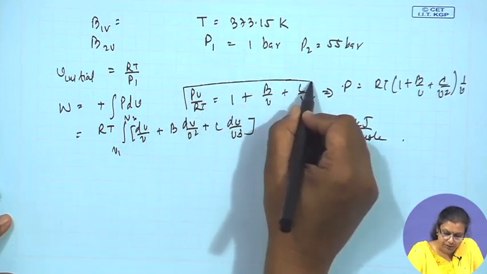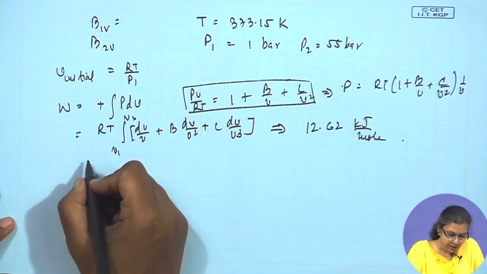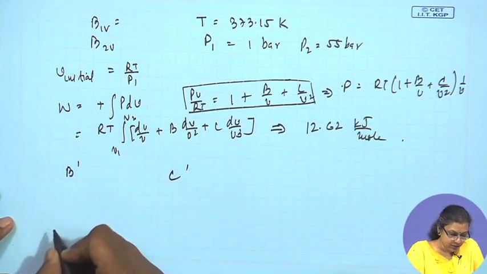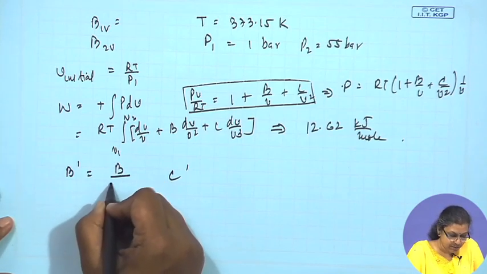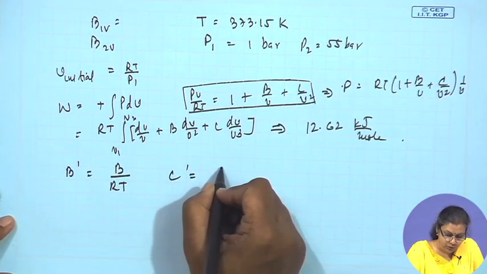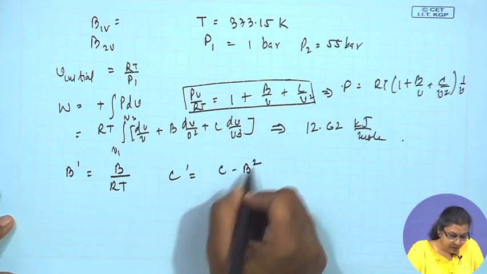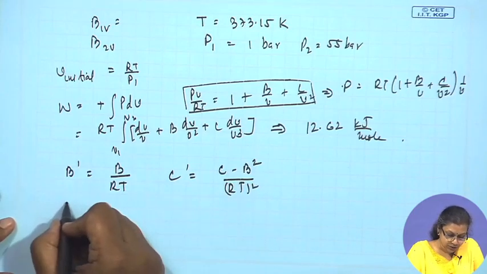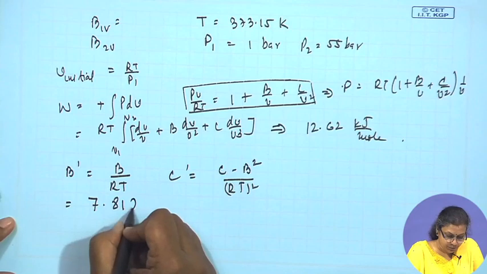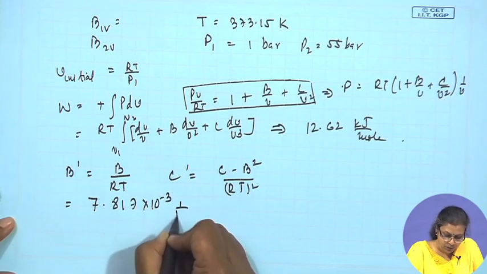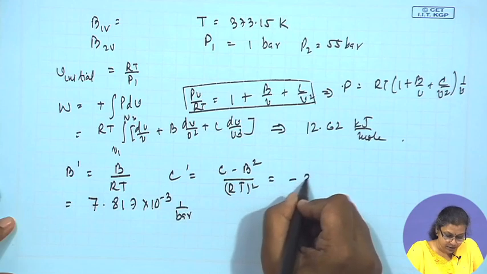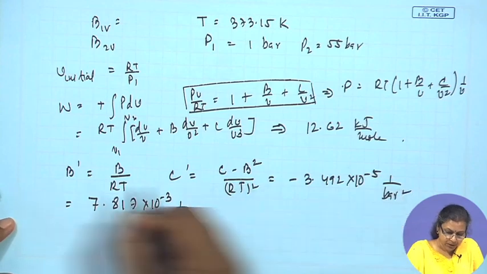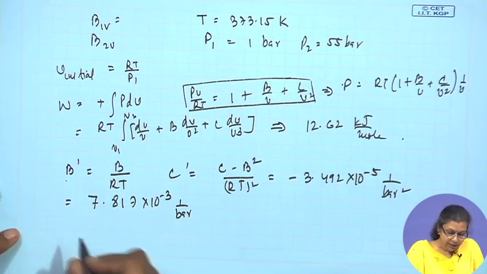right, when we are using this particular equation, fine. Now, suppose we use the other equation, then in that case we need to find out B prime and we need to find out C prime. We know the equations, it is B by RT. In this particular case also we know the equation, it is C minus B square by RT whole square. We can find these two values. This value is going to be minus 7.817 into 10 to the power minus 31 by bar. This is going to be minus 3.492 into 10 to the power minus 5 1 by bar square. Once this B prime and C prime are found, the rest is pretty simple.